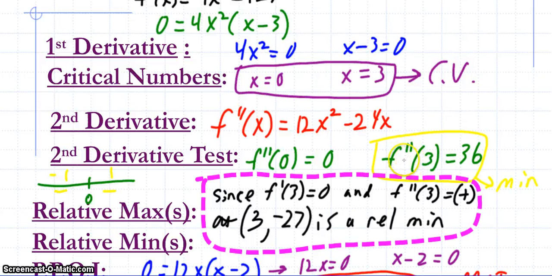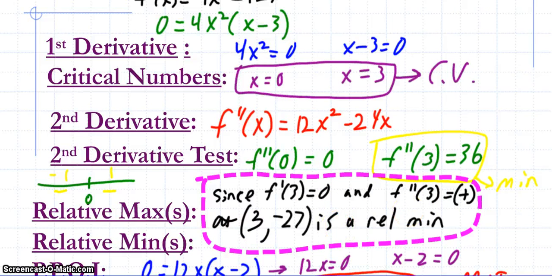Okay, back to the second derivative test. f''(3) is 36. Since that's positive, remember I don't care that it's 36, I just care that it's positive. Since it's positive, that tells me that it is a relative minimum because it's concave up. So using my derivative speak, since f'(3) is 0 and f''(3) is positive, at (3, -27) is a relative minimum.